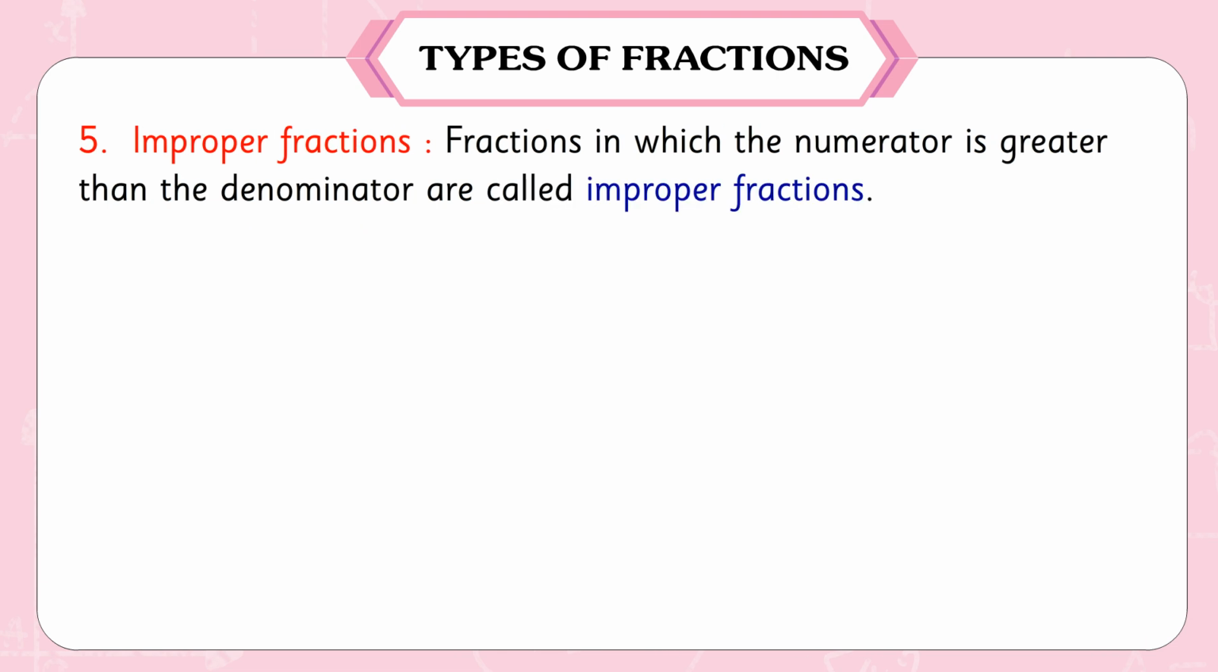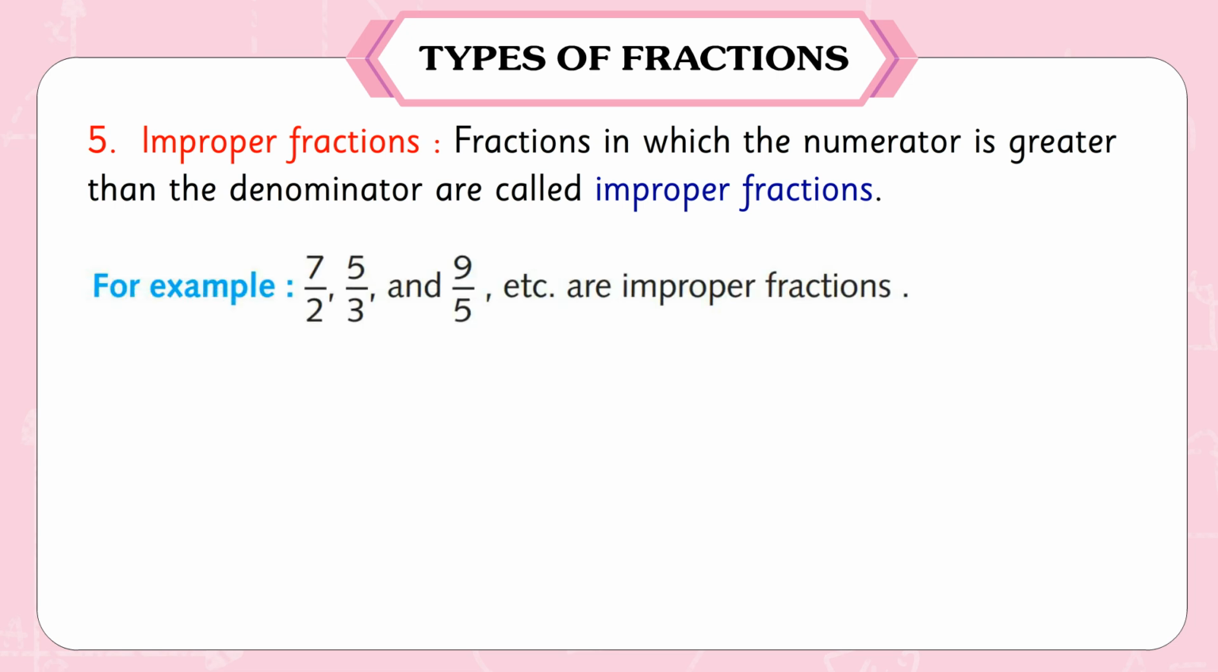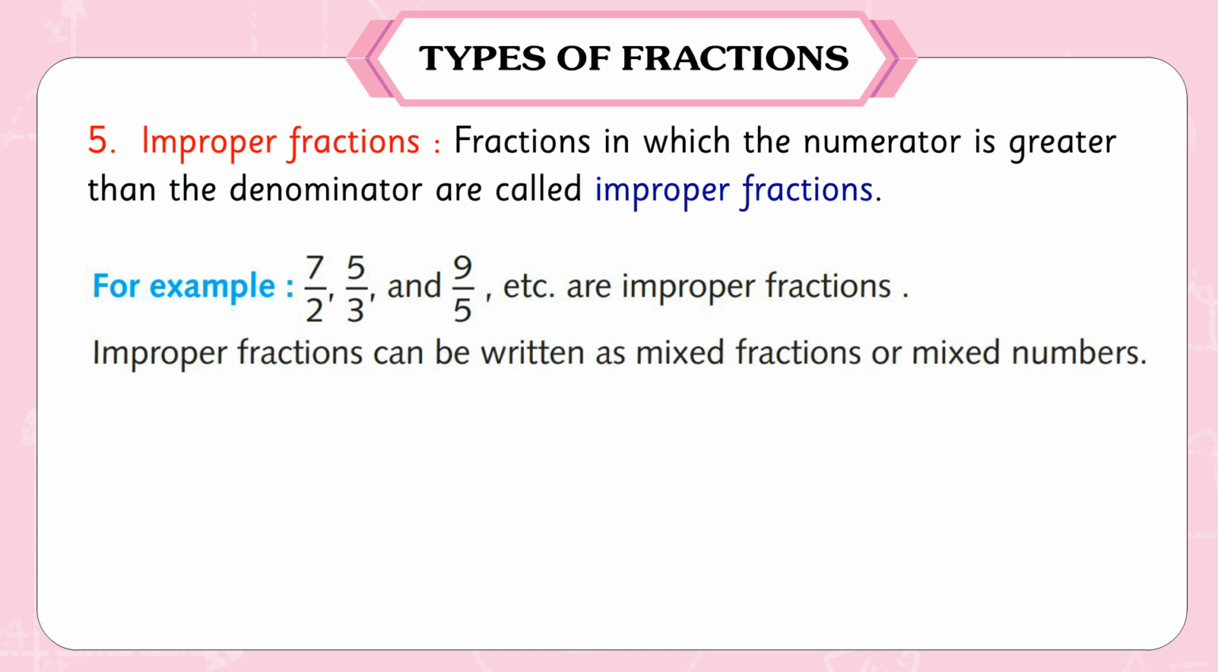are proper fractions. 5. Improper fractions. Fractions in which the numerator is greater than the denominator are called improper fractions. For example, 7/2, 5/3 and 9/5, etc. are improper fractions. Improper fractions can be written as mixed fractions or mixed numbers. For example, 7/2 is equal to 3 whole 1/2 and 11/3 is equal to 3 whole 2/3.